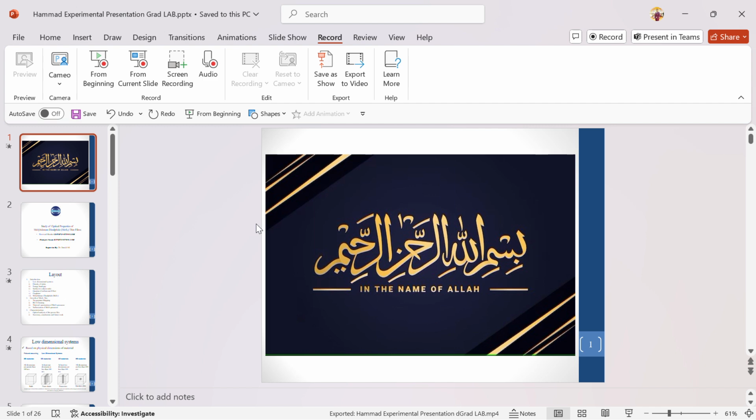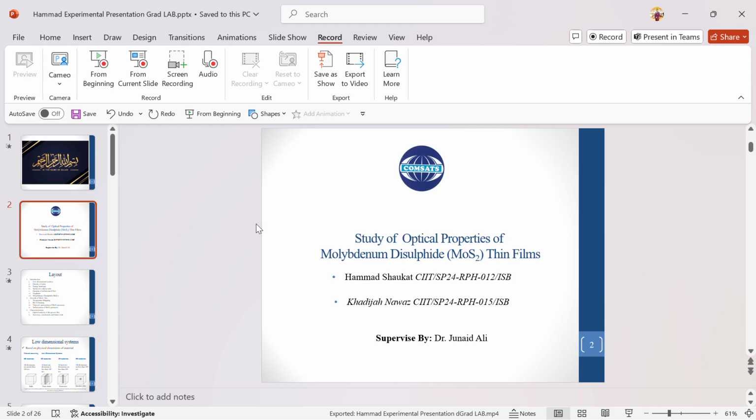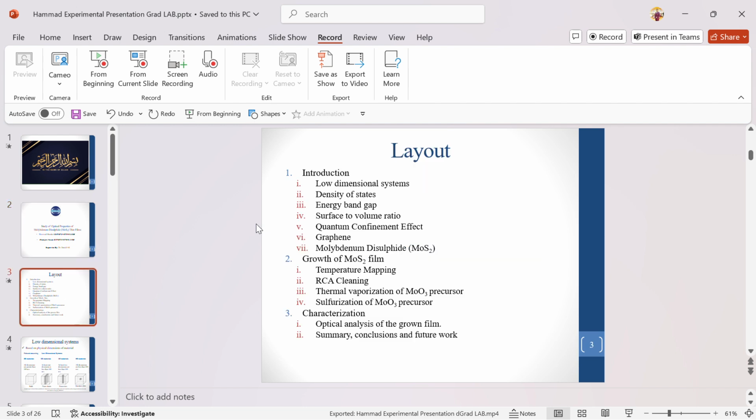So that's all for the study of the optical properties of molybdenum disulphide MoS2 thin films, which are 2D materials, and we successfully delivered all the layouts step by step in this video.